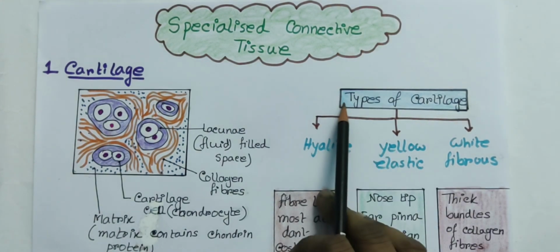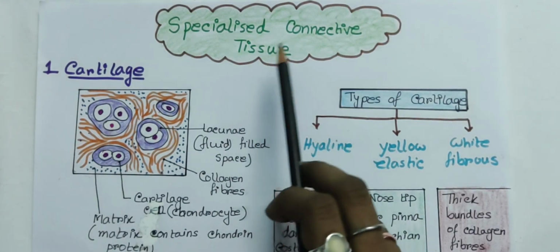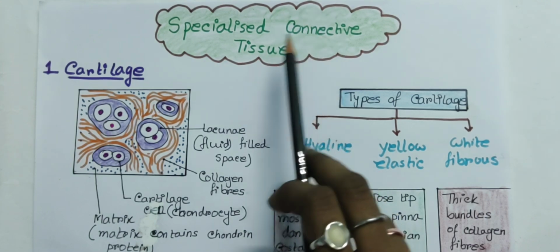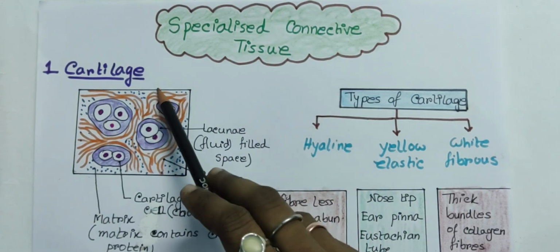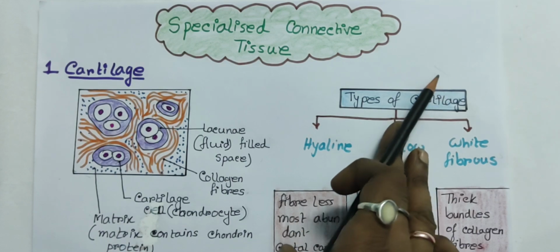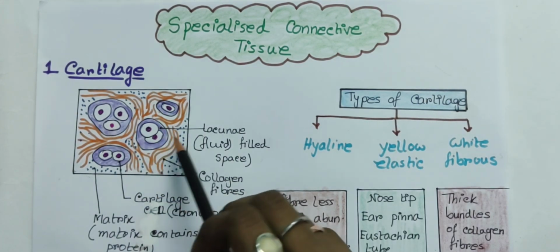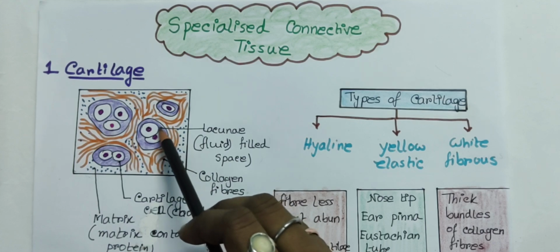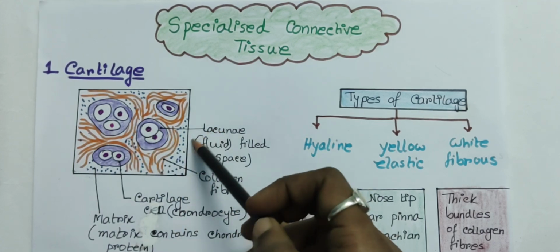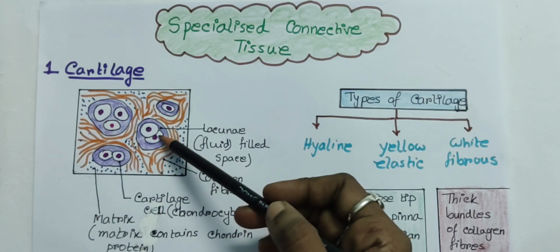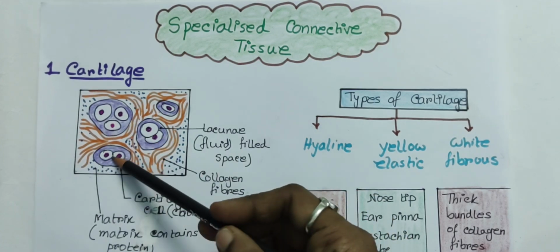Now, the third type of connective tissue is specialized connective tissue. The specialized connective tissue is of two types. One is cartilage and second one is bone. So here is the structure of cartilage. These are the cartilage cells called chondrocytes. Okay, these cells are called the chondrocyte cells.